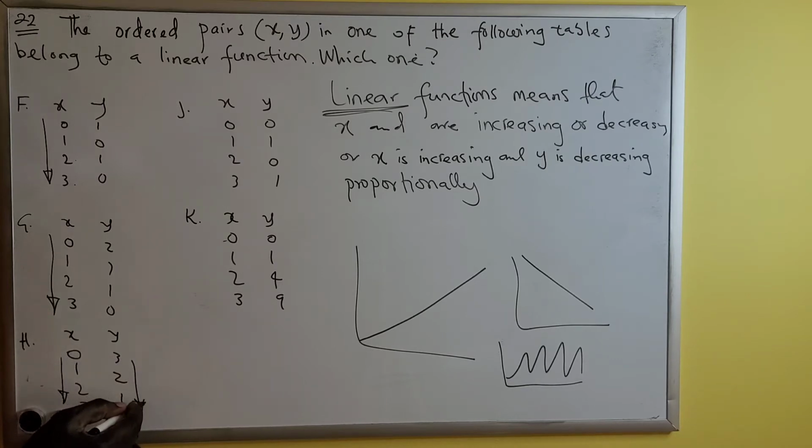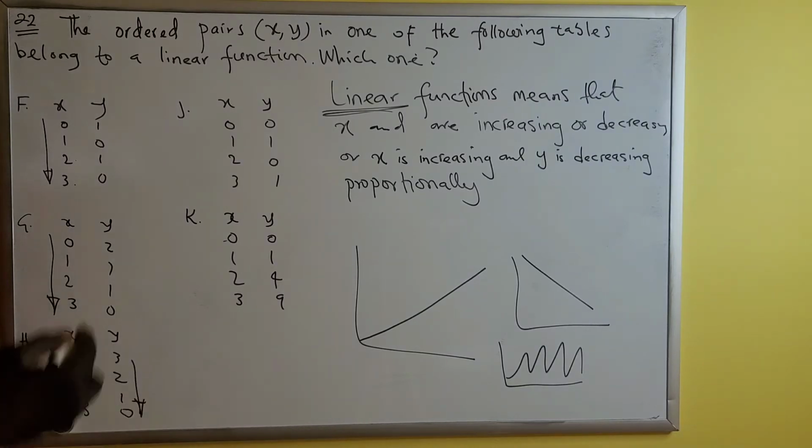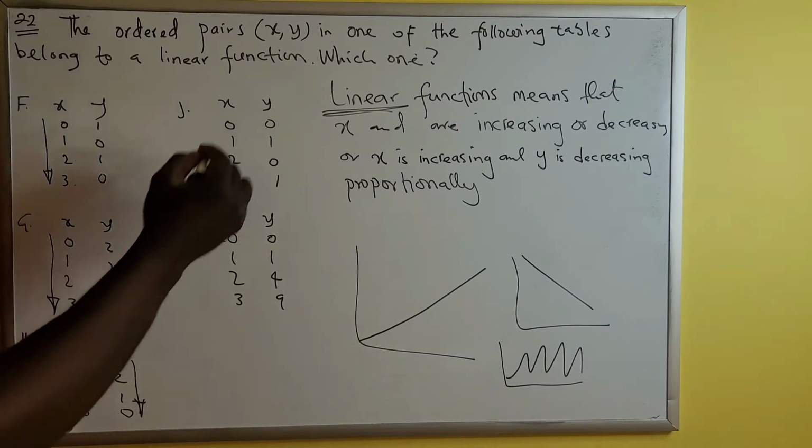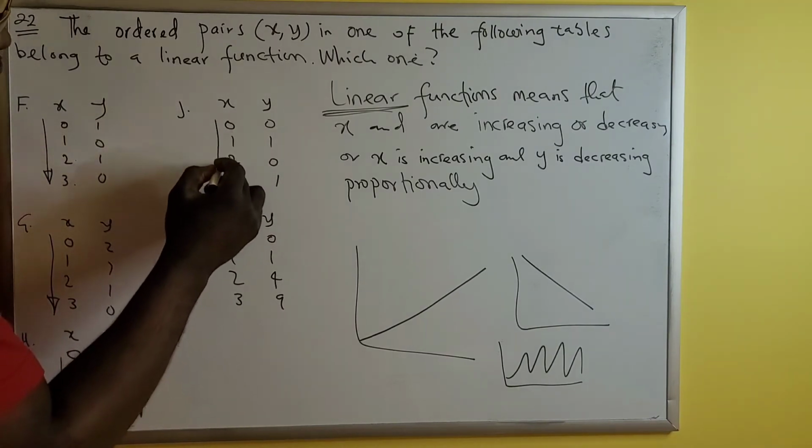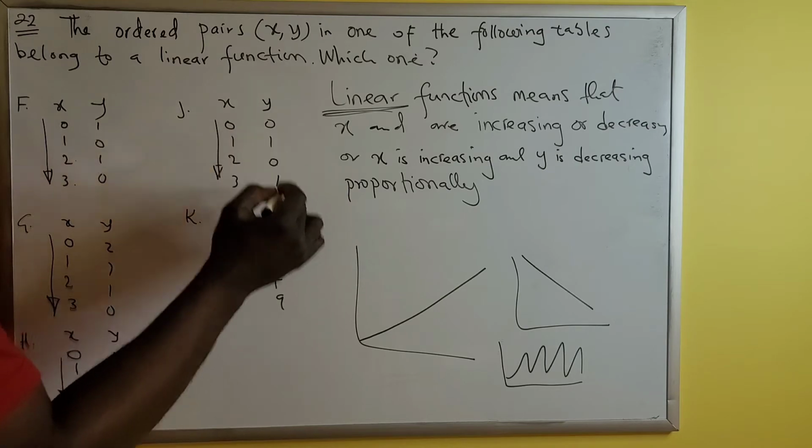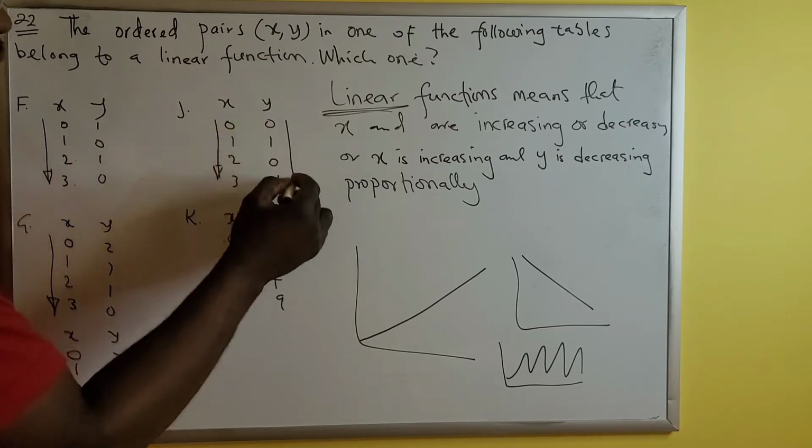So it's proportional, right? It's not jumping everywhere. It's 3, 2, 1, 0. 0, 1, 2, 3. This is good. But you have 0, 1, 0, 1, which is not linear.